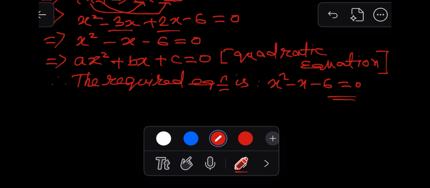So we can find the equation easily by using the roots.